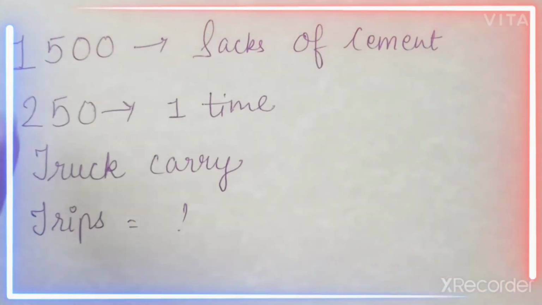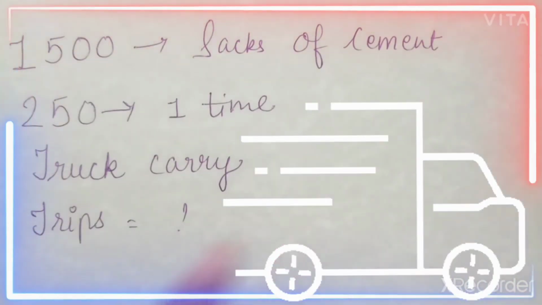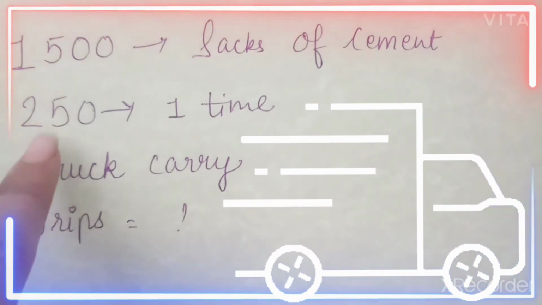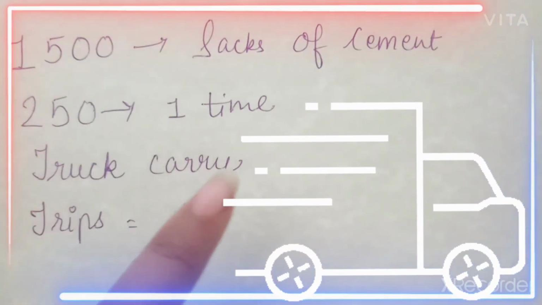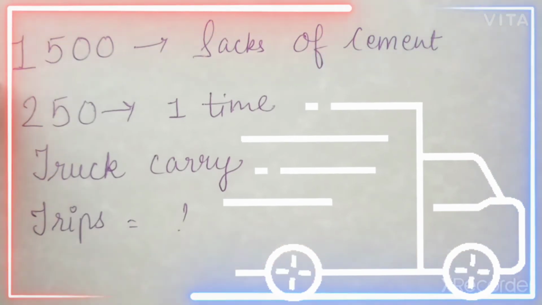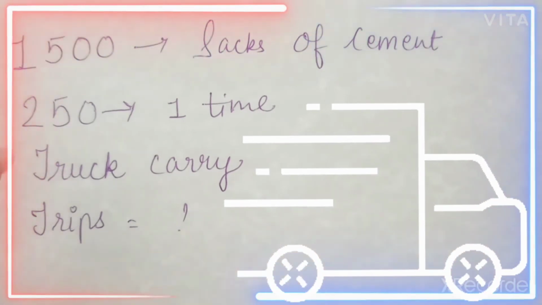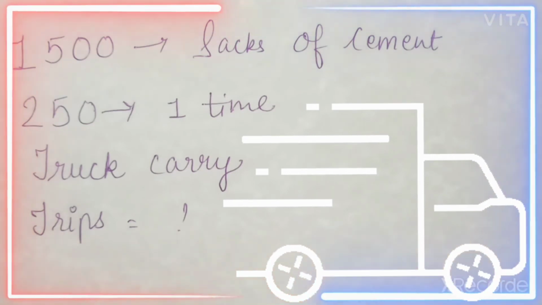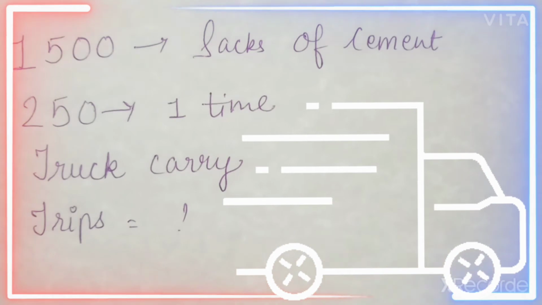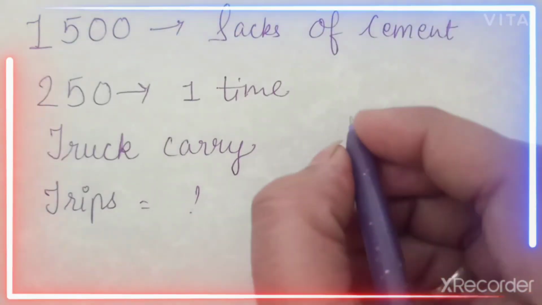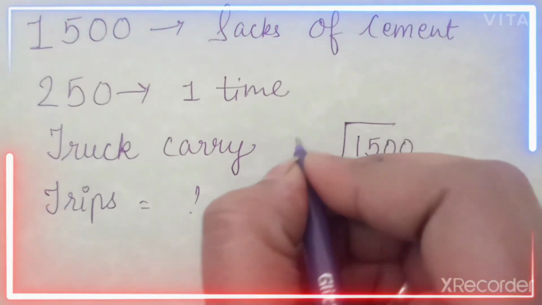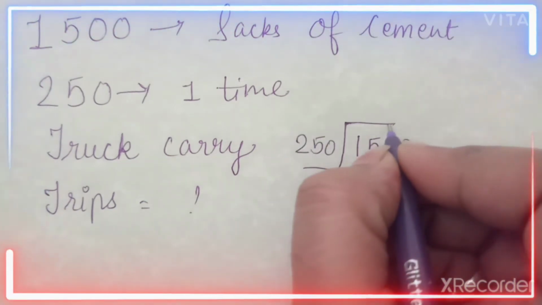Number 3. There are 1500 sacks of cement. But a truck can carry 250 sacks of cement at one time. Here we have to find the answer. Total 1500 sacks of cement will be taken for how many times? So let's divide this number. 1500 divided by 250.